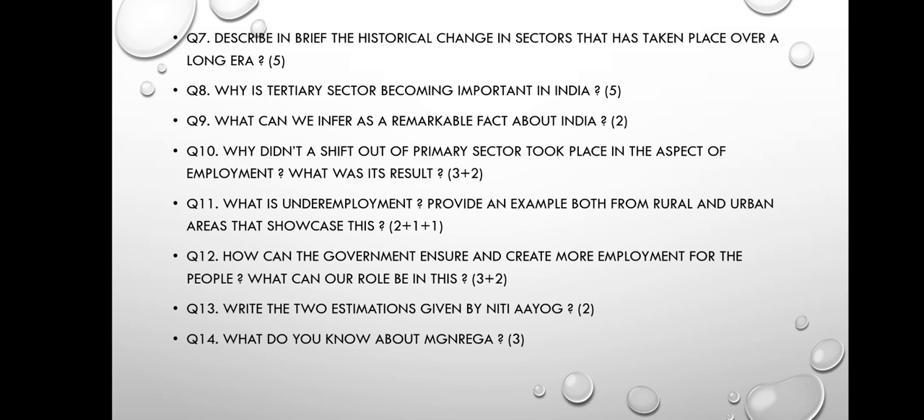What is underemployment? Provide an example both from rural and urban areas to showcase this. 2 plus 1 plus 1. How can the government ensure and create more employment for the people? What can be its role in this? 3 plus 2, that is 5 marks. Write two estimations given by Niti Aayog. 2 marks. What do you know about MGNREGA? 3 marks.